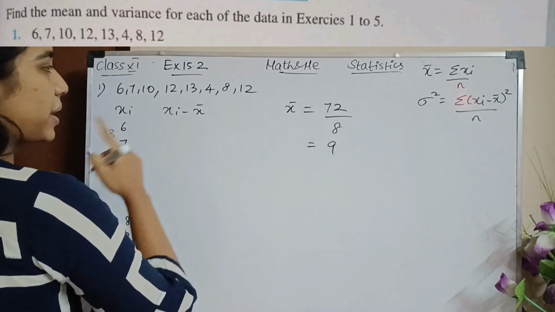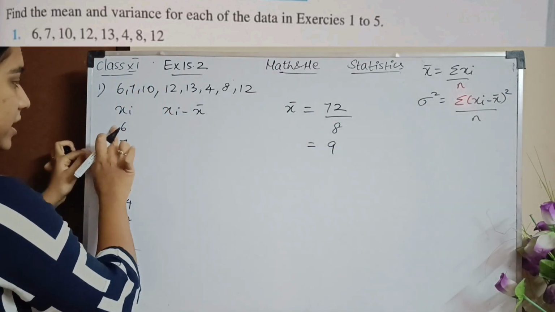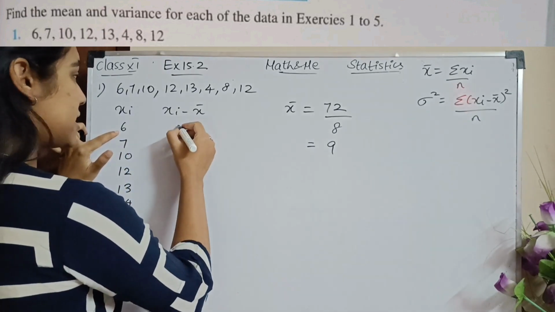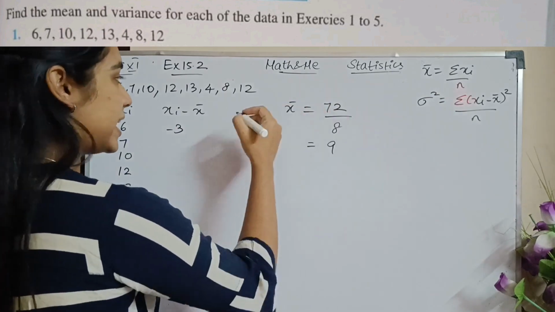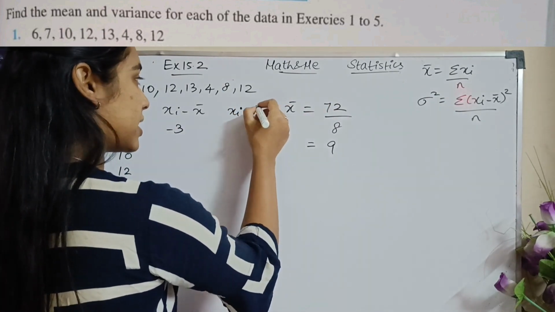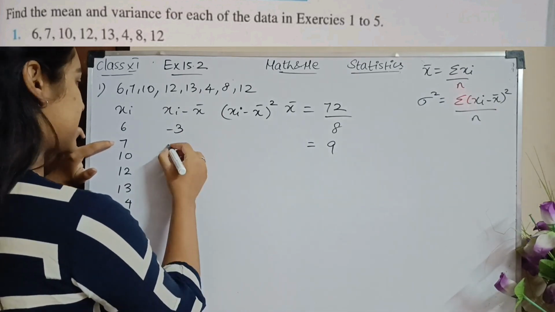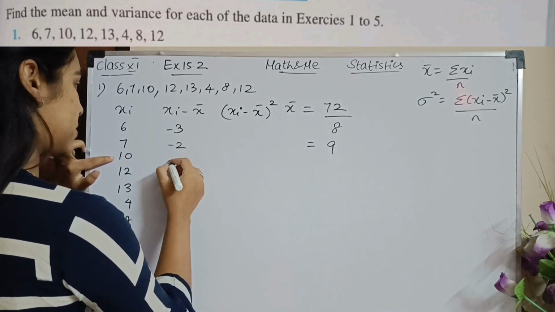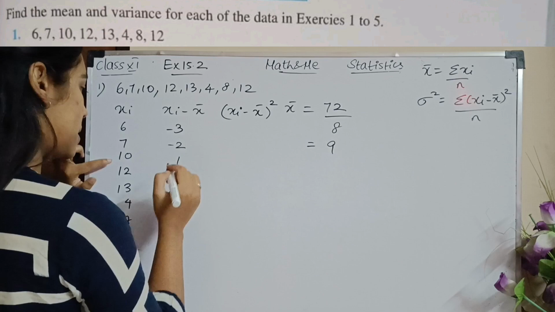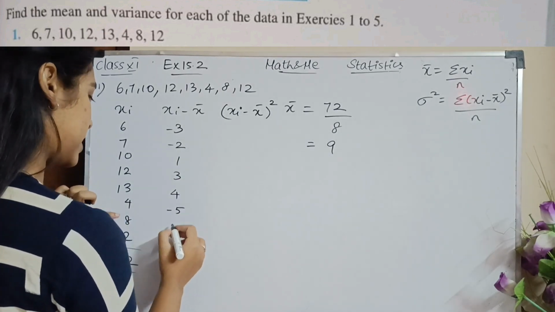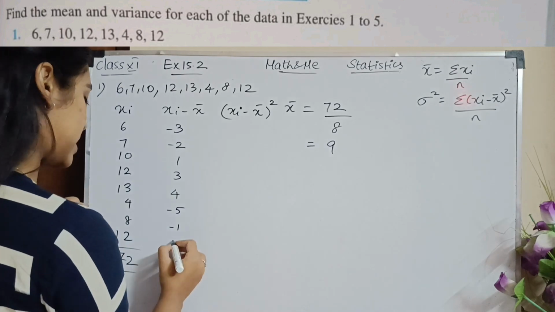So, I need to do xi minus x bar. So, 6 minus 9 is minus 3. I also need xi minus x bar the whole square. Correct? So, first I'll find this, then I'll square them. So, 7 minus 9, which is minus 2. 10 minus 9, which is 1. 12 minus 9, 3. 13 minus 9, 4. 4 minus 9 is minus 5. 8 minus 9, minus 1. 12 minus 9 is 3.